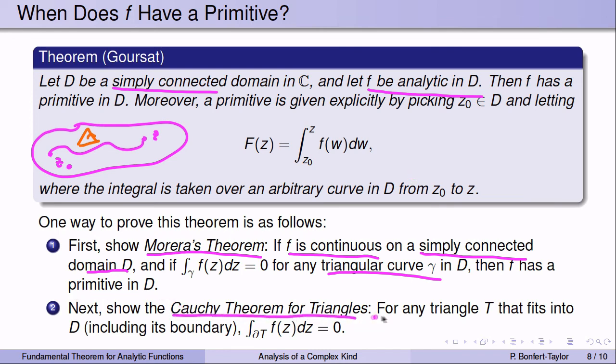It is in fact true as follows. For any triangle T that fits into D, including its boundary, the integral over the boundary of T of f(z) dz is 0, given that f is an analytic function in the domain D. I'll give you a few details of the proofs of these two theorems.